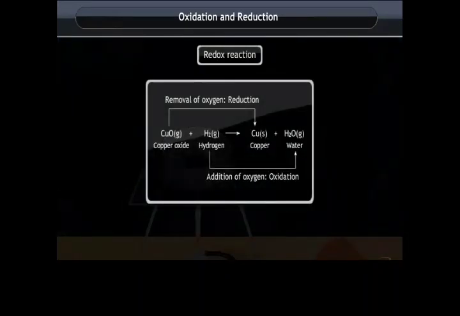Oxidation and reduction occurring simultaneously is known as redox reactions. Red for reduction and ox for oxidation.